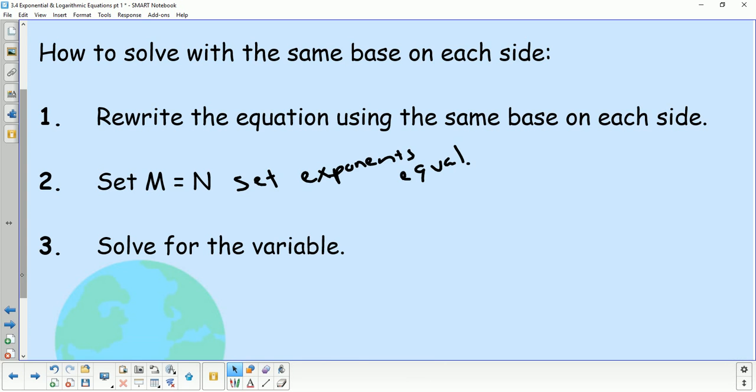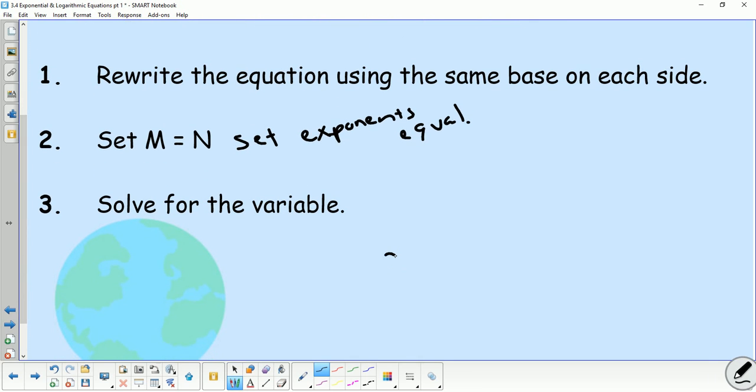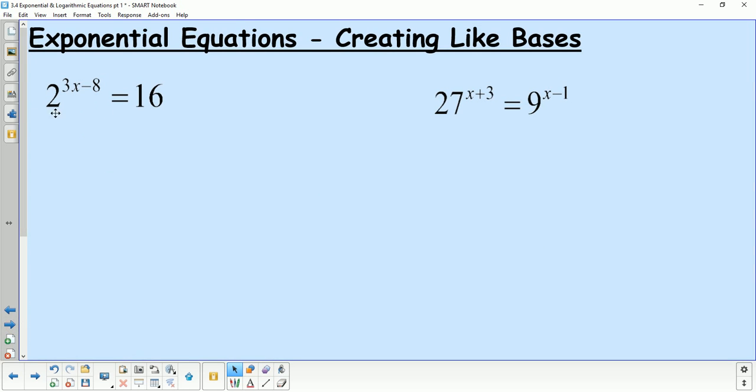Now one other thing, when we talk about logs later, you always want to check your answers here. It won't be as important for this one, but for the other two it's definitely going to be more important. You have to do that to make sure that we don't have any domain restrictions. We talked about that the other day, don't forget. Okay, so 2 examples here.